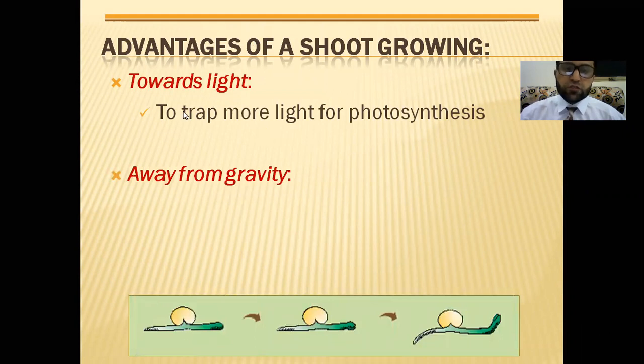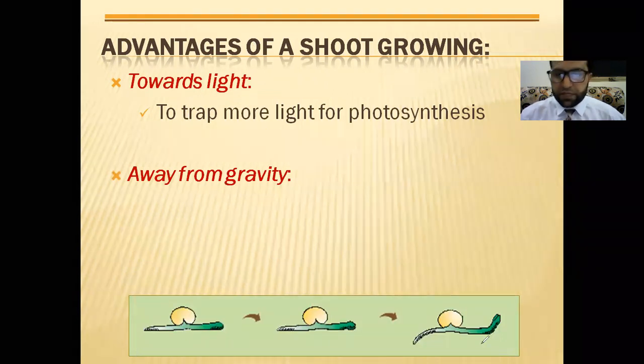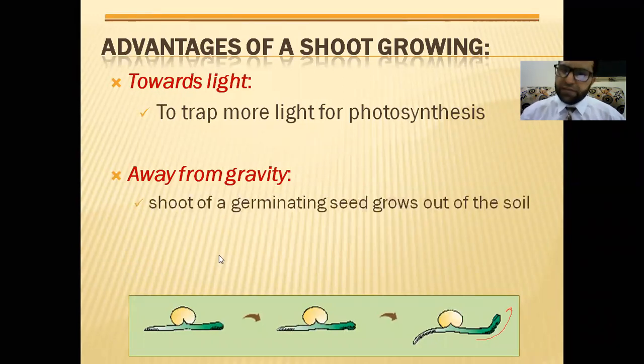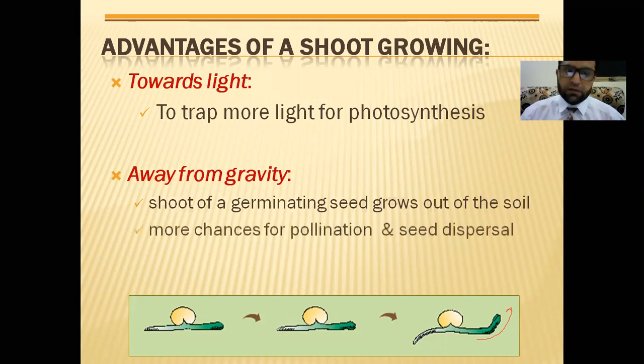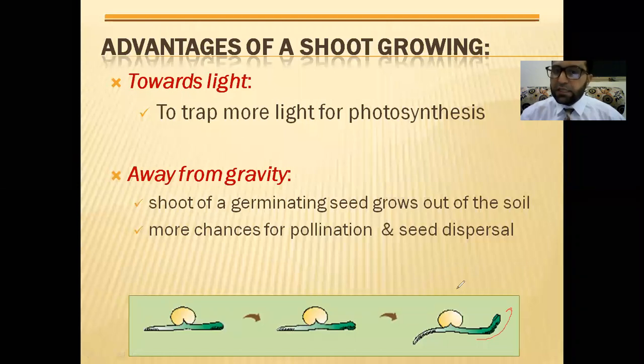While the shoot is growing away from gravity, why is it growing away from gravity? So that the shoot of a germinating seed grows out of the soil, so that there are more chances for pollination and seed dispersal. We know that if the shoot is more exposed outside, its pollen grains will disperse more, carried by insects or wind more.